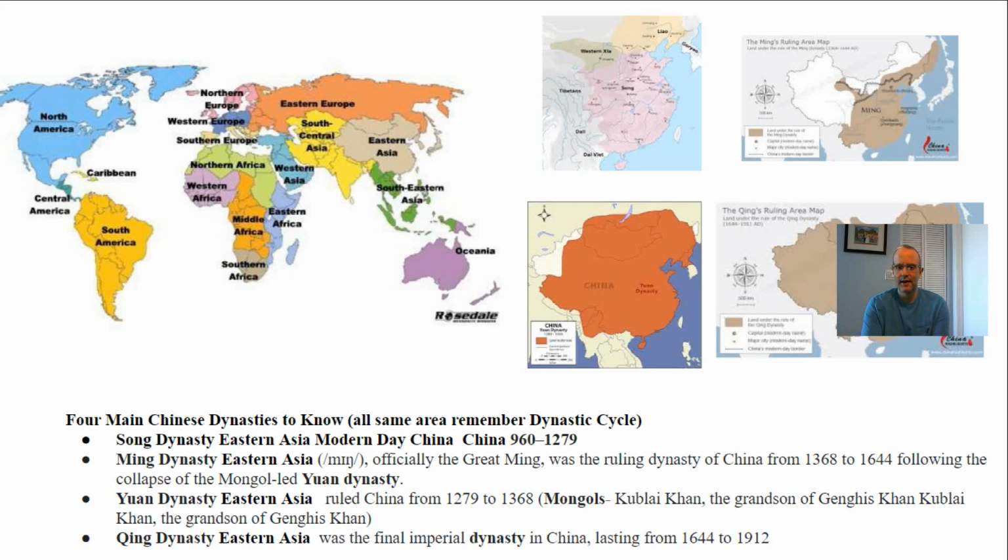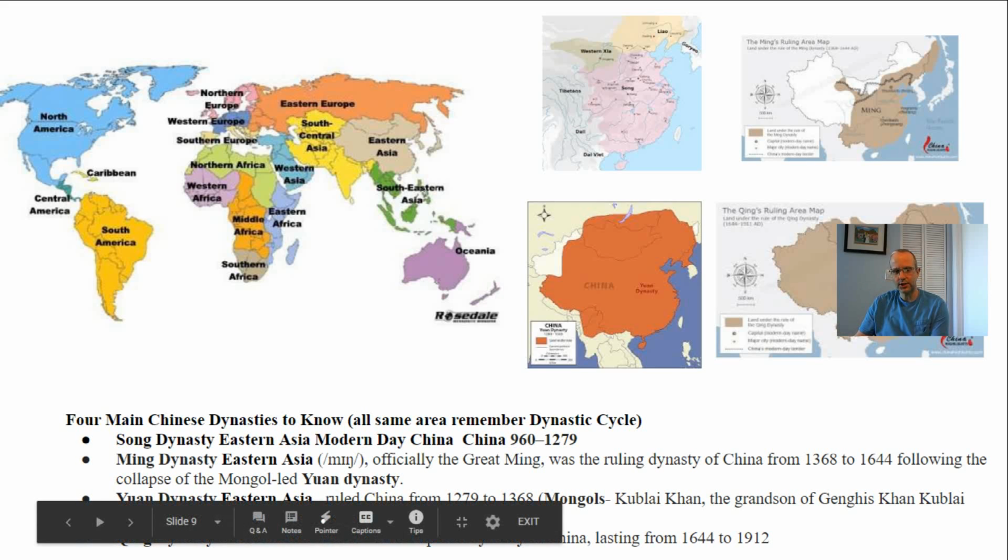Now, East Asia is the one you want to know, breaking it down by the dynastic cycle. Some of these dynasties go a little bit before, but they can continue on through the Mongol dynasty, which is important to know. Anytime they're talking about Eastern Asia, you're going to get at least 4 of the biggest dynasties you want to know in the back of your hand. It's the Song dynasty, which was Eastern Asia, modern day China, from this period of time.